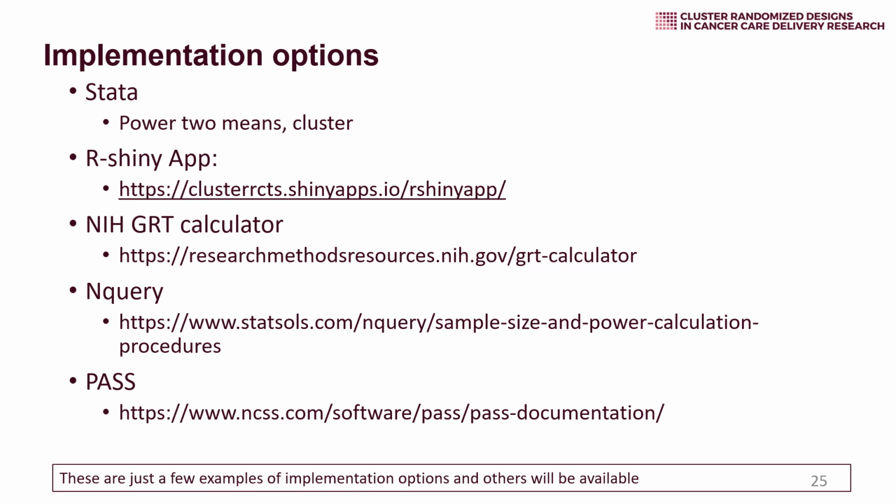So how do we implement these sample size calculations? Well, there are a number of different options. One option is to use a package like Stata. The function in Stata that we use is called power. Two means, for example, will compute the power of two means. There is also an RShiny app that we're going to look at here and a few other resources that are listed here.